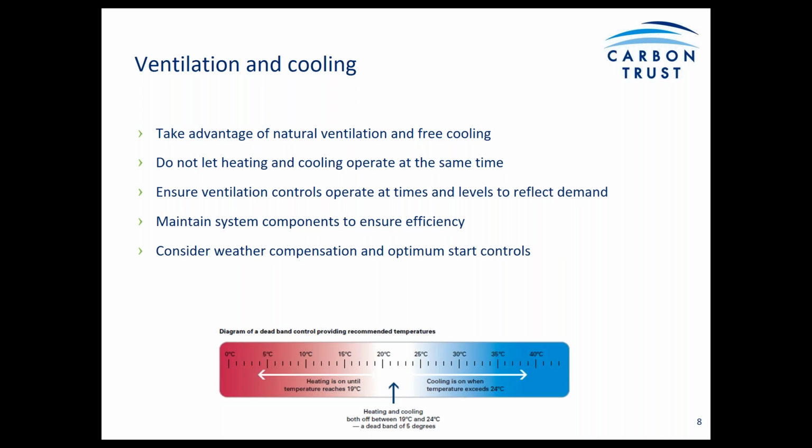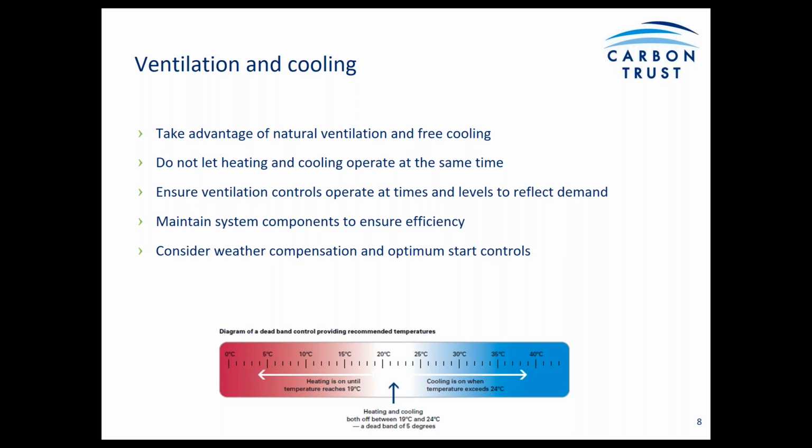Maintain system components to ensure efficiency. Energy consumption can increase by anything up to 60% if regular maintenance isn't undertaken. Dirty or faulty fans, air ducts, and components directly affect the system efficiency and will increase running costs and also the risk of breakdown. So the performance of the whole system should be reviewed at least annually, and replacement parts ordered as necessary.